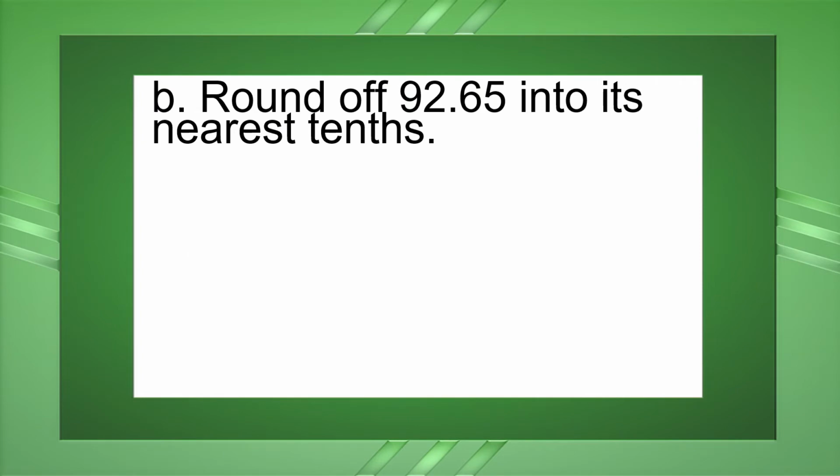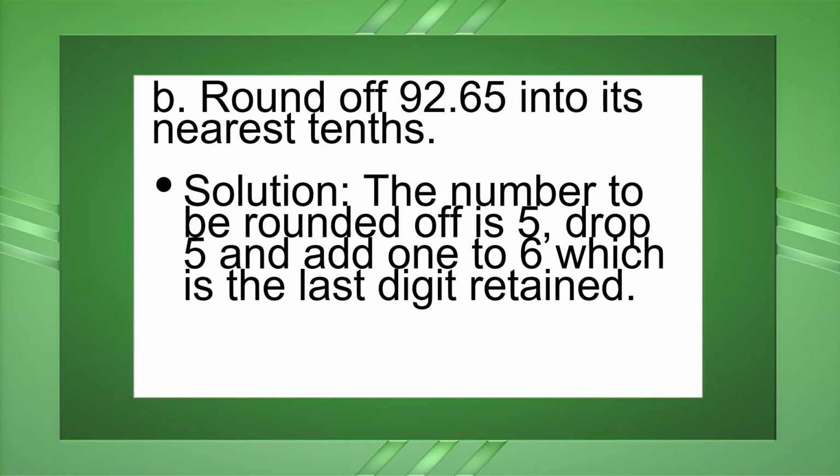Another example, round off 92.65 into its nearest tenths. Solution, the number to be rounded off is 5. Drop 5 and add 1 to 6, which is the last digit remaining. Answer, 92.7.